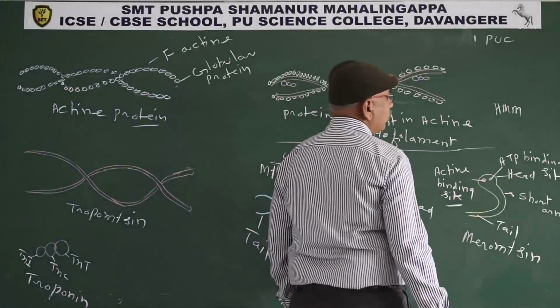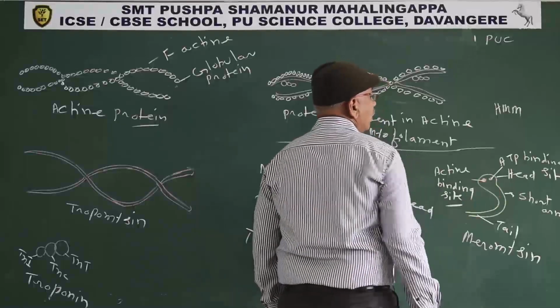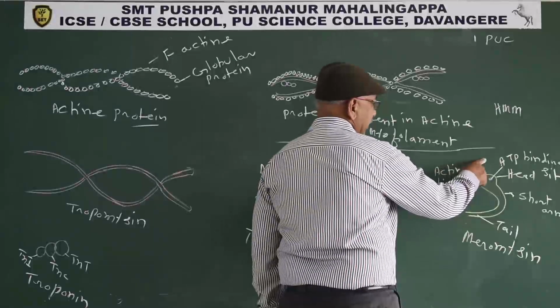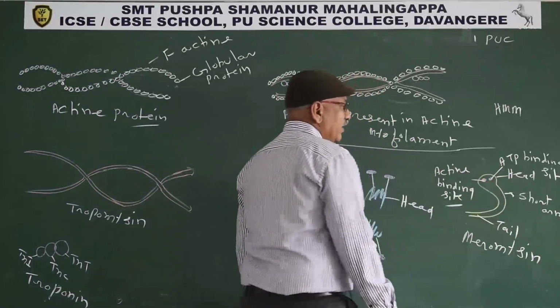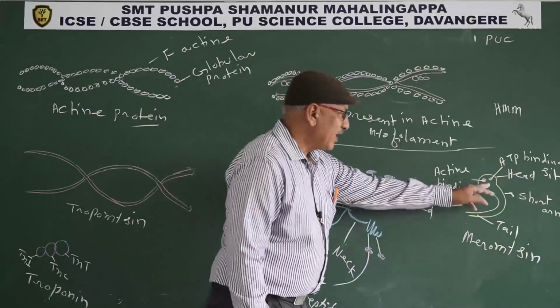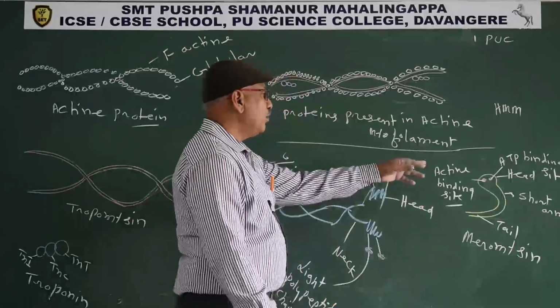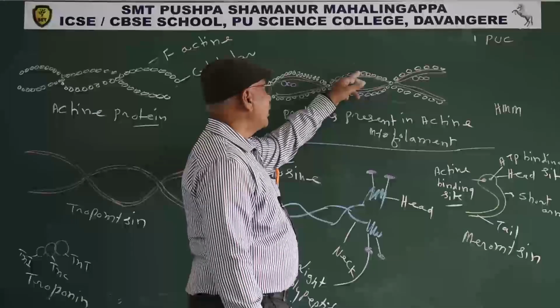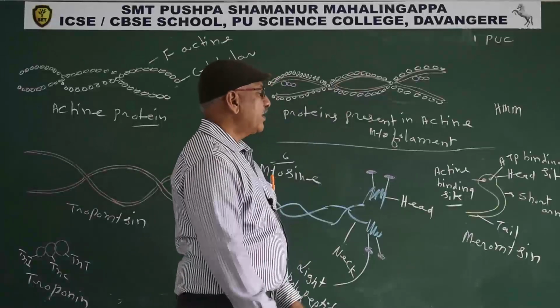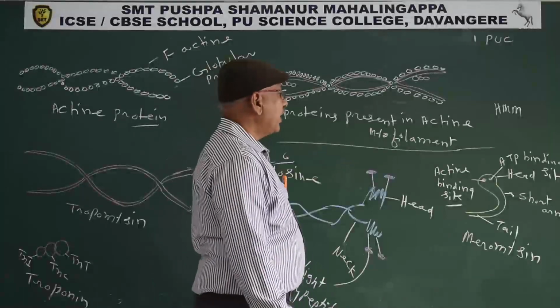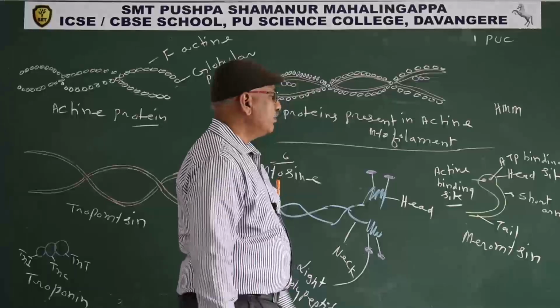The head contains 2 binding sites. One binding site binds to an ATP molecule, that is known as the ATP binding site. With the other binding site, the head of meromyosin attaches to the active sites of actin protein.